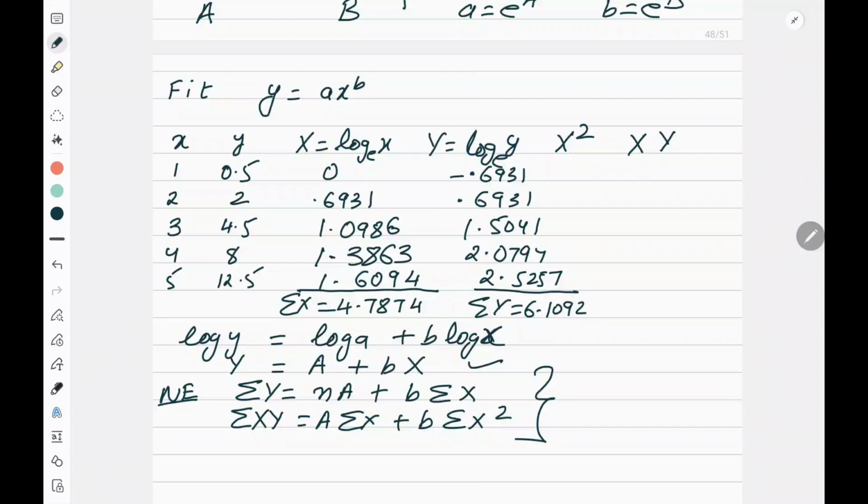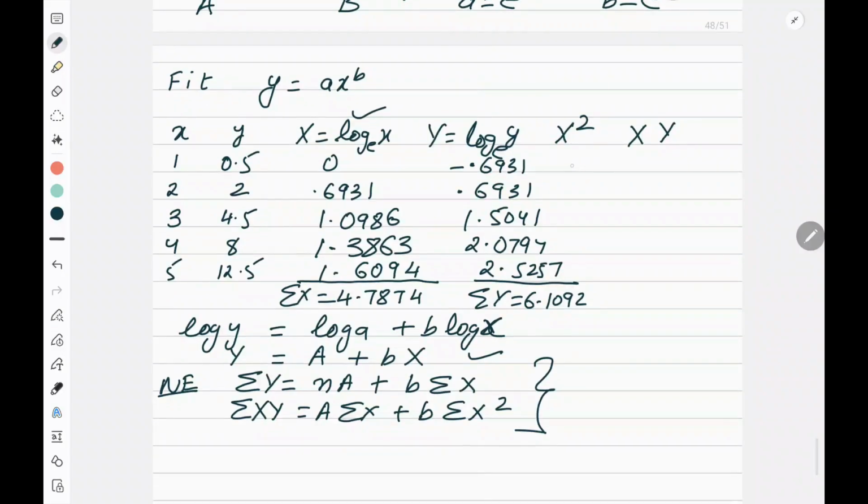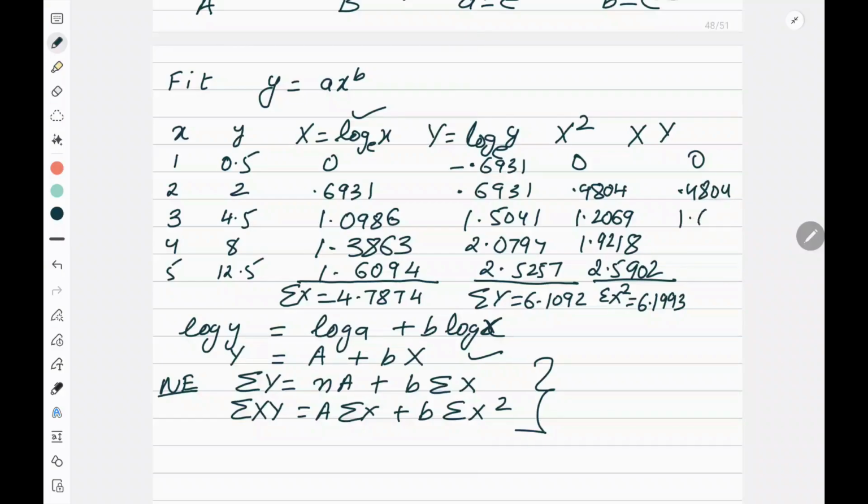Right? Same way, now you square all these values. So your square values will be 0, 0.4801, 1.2069, 1.9218, 2.5902, and your summation x square will be equal to 6.1993. Okay, then xy, if you see, it will be 0, 0.4804, 1.6524, 2.8827, 4.0649. So this summation value will be 9.0804.